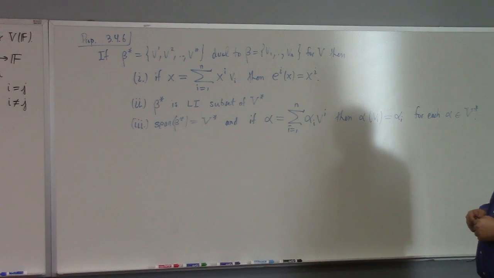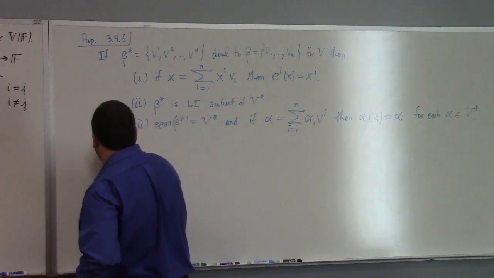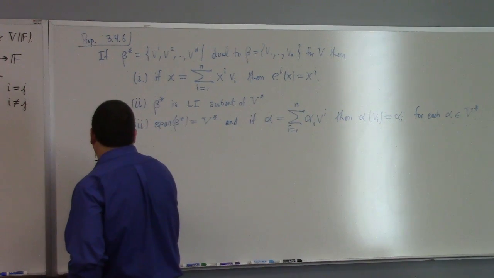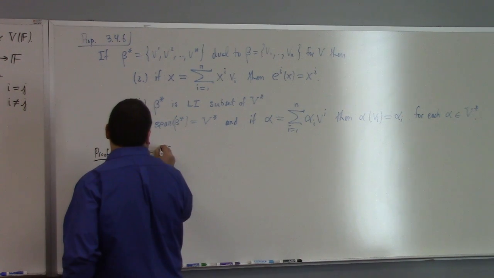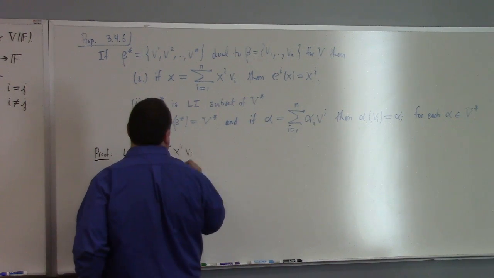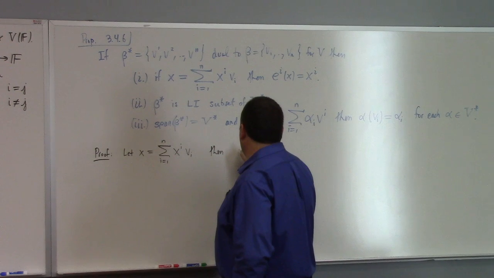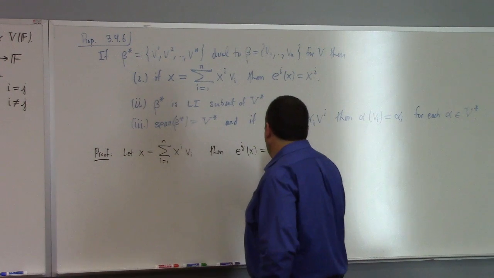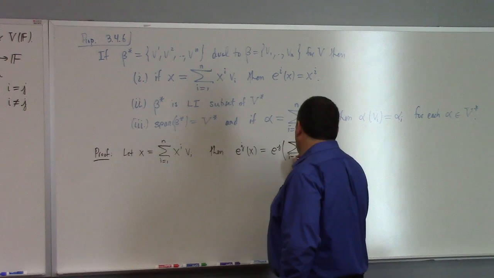All right, so let's see here. Let's work on part one, okay? So the proof here, we've got let x equal to the sum i equals 1 to n of x upper i v lower i. Then what happens if we calculate v upper j acting on x? What do we get? We have v upper j acting on the sum i equals 1 to n of x i v i.